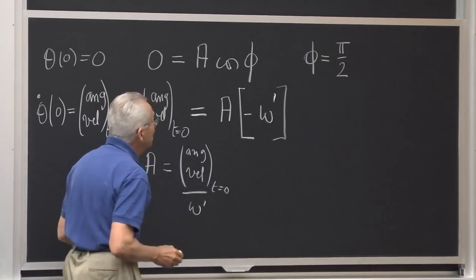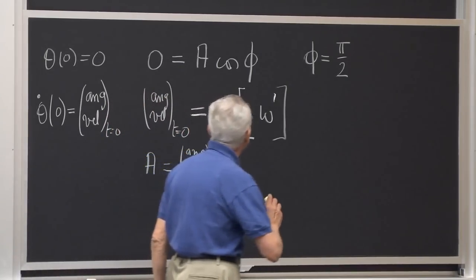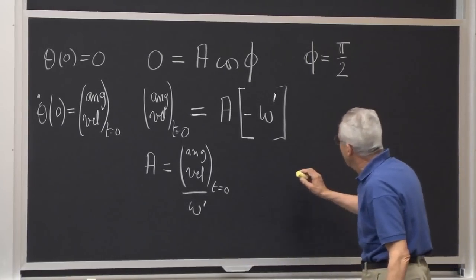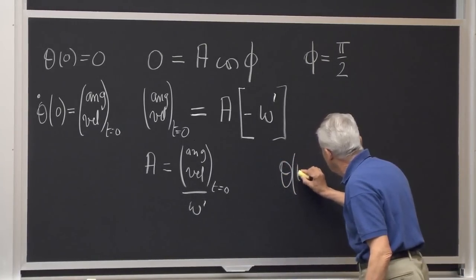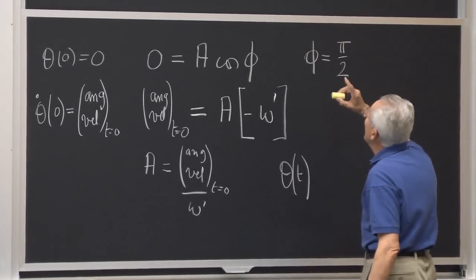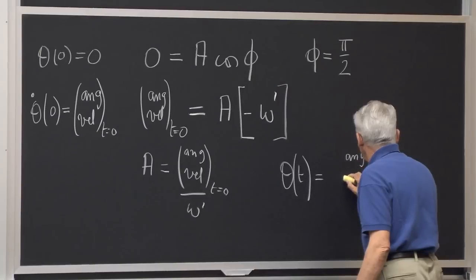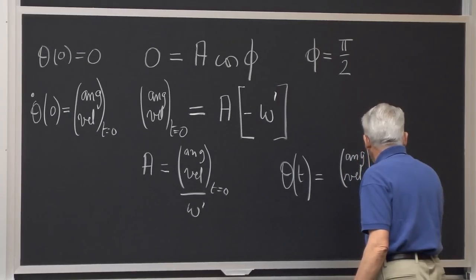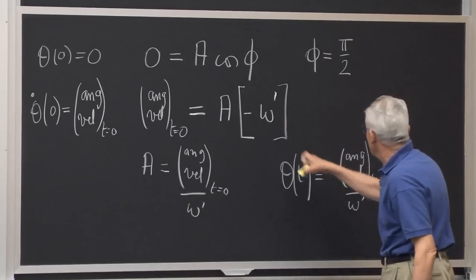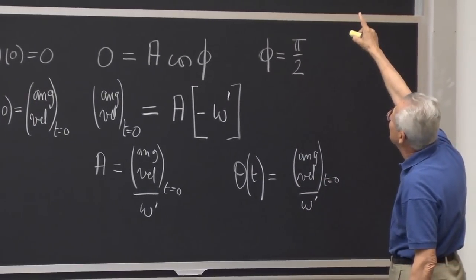Okay? And therefore now, let me move over here. So now I can write the full solution. I have found everything, and I find that theta of t from the second line down is equal to a, which we found, angular velocity t equals 0 over omega prime, minus, there's a minus, but you'll see, and now it's cosine omega prime t plus 90 degrees.